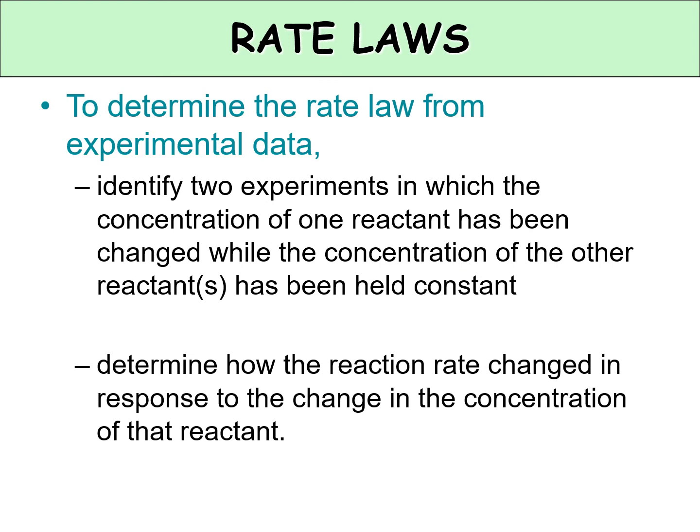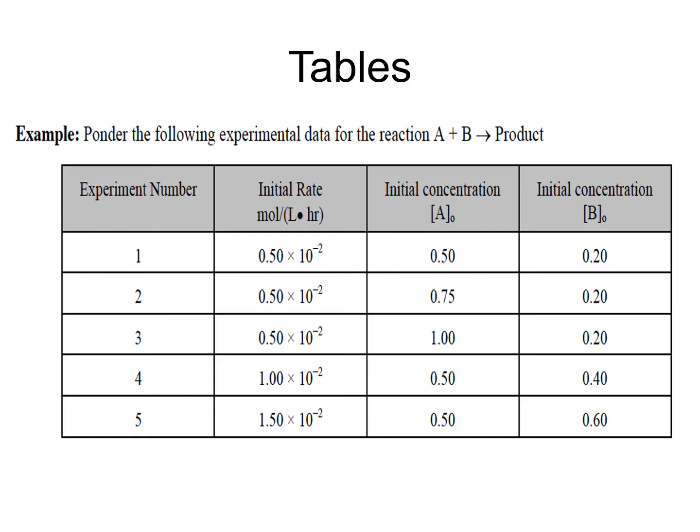So in order to use the method of the initial rates, you need to perform a set of experiments. Several experiments, and in each of these experiments you're going to change the concentration of either A or B, and then you're going to compare them 2 by 2. It sounds more complicated said this way, and it's going to make more sense if we look at an example.